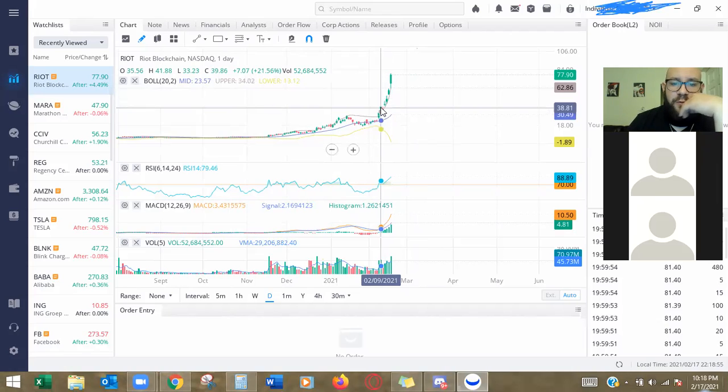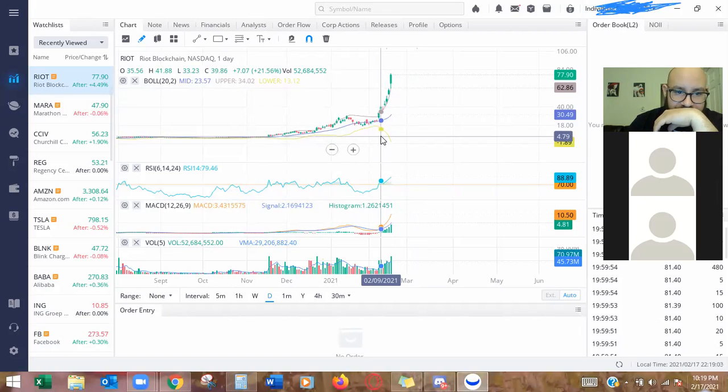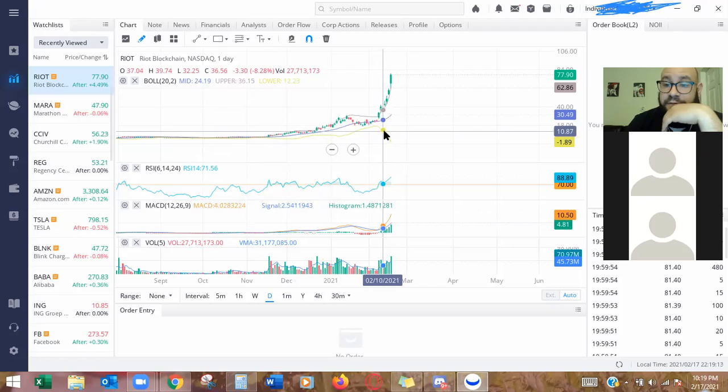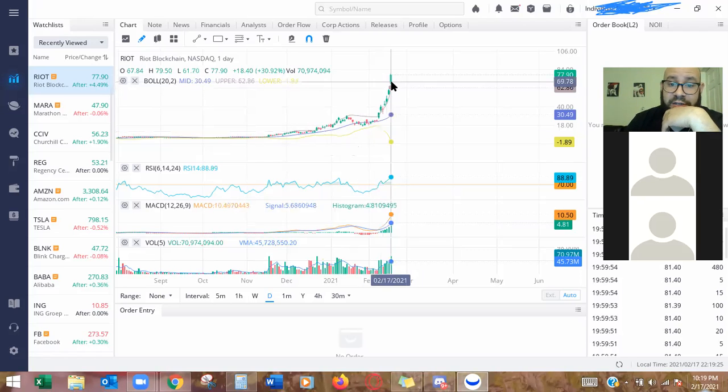$41. If you would have opened up a short position on the height of it, of the RSI up there, which is at 79, if you would have took that short position at 41 and closed it at 32.50, 32.75, at $33, that's a $9 jump in that put. It's a lot of money, man. This is maxed out. 88. I bet you.